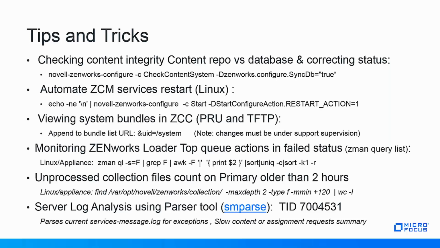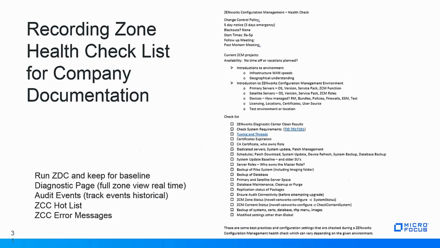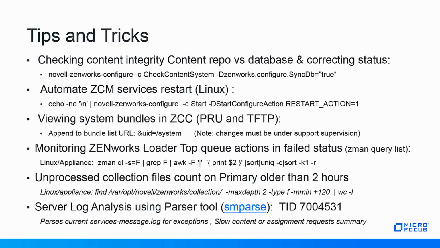Automate ZCM services restart. Excuse me. Restart for Linux is here, so you can do a restart action. Viewing system bundles in ZCC, you can see the PRU and the TFTP. You can see the changes. These types of changes you want to make sure are under support supervision when you're appending these particular URLs. There's a series of commands you can do for that, and you can just ring us up to see what that is if it pertains to your particular issue.